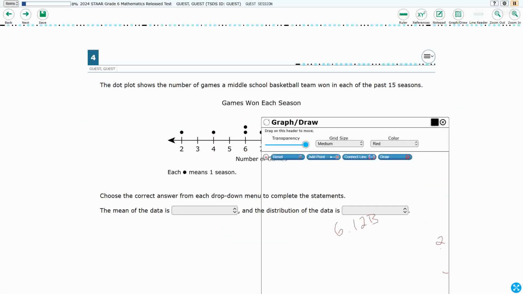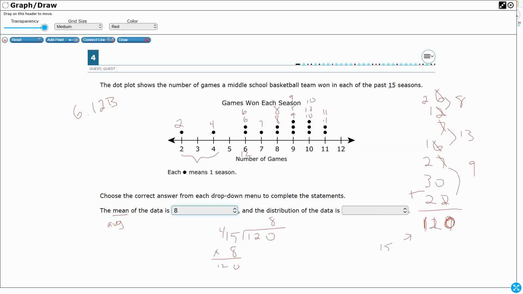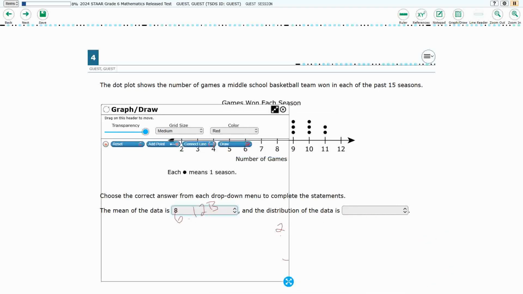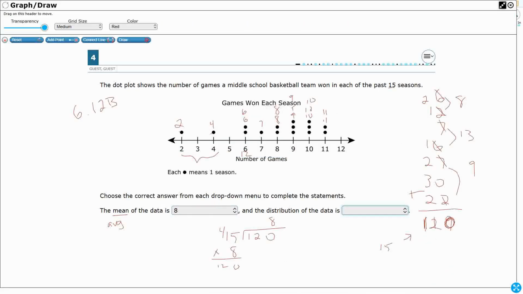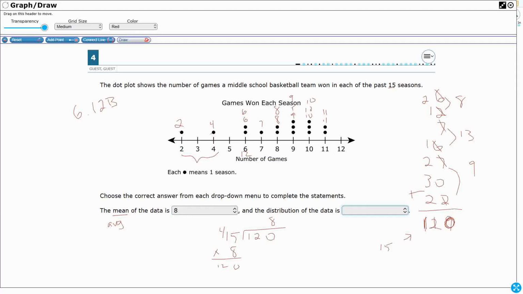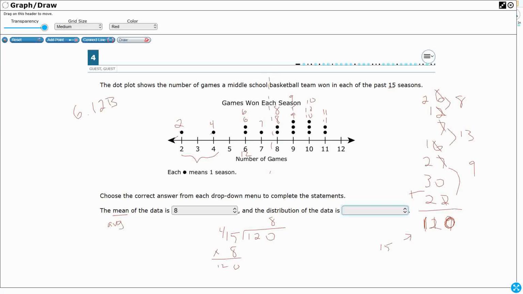So the mean of the data is 8. And then the distribution in our two choices are going to be symmetrical or asymmetrical, right? And this is where it's a 50-50 chance, but students need to know, right? A symmetrical data set is going to be like a mirror. Like you could cut it down the middle like this, and you can fold it over and it looks exactly the same. So sometimes it kind of rises and peaks and comes down like this.